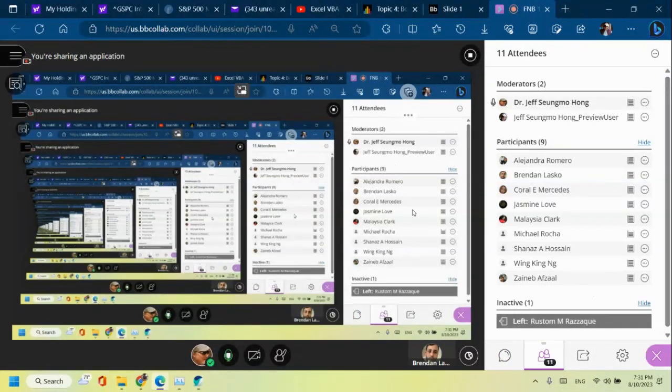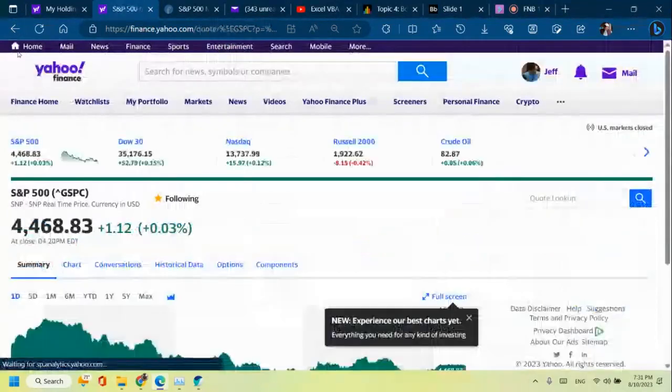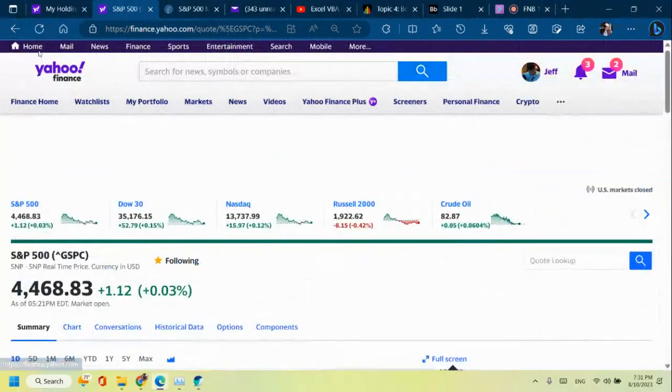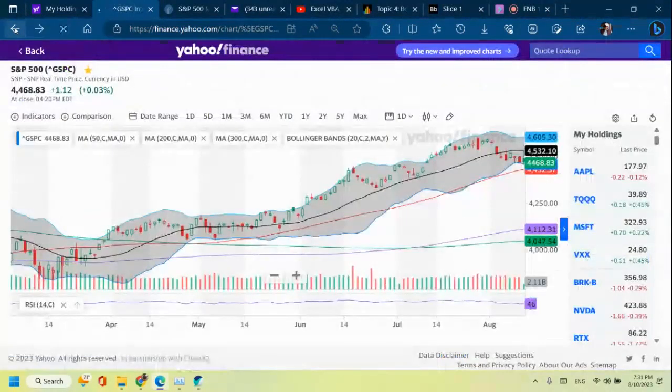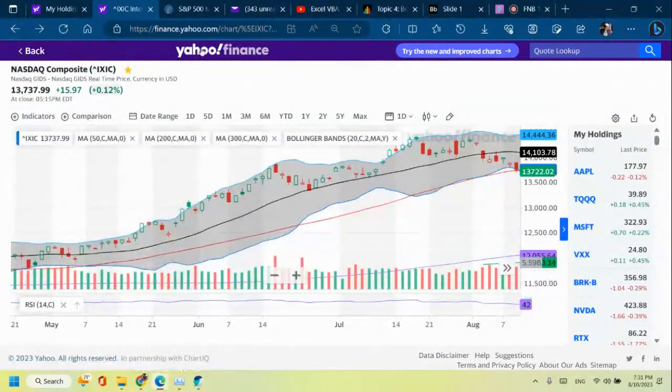So now we're gonna download data from Yahoo Finance. I want you to go to Yahoo Finance, right? Everyone, okay. Let's simplify it a little bit.